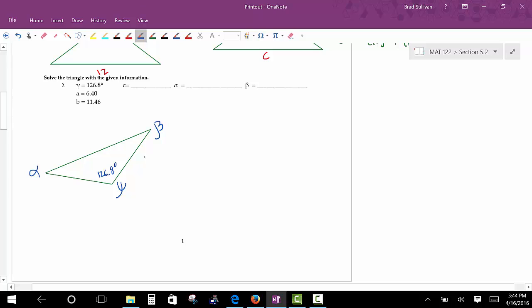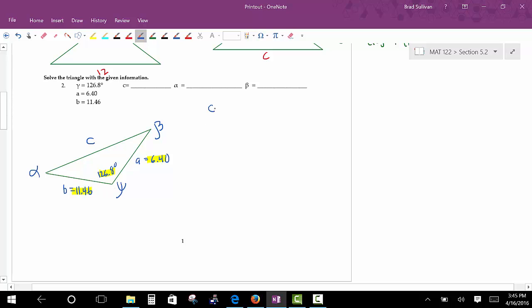Now notice I was given side A is 6.40, and then side B I was given 11.46. So if you look at this, what I've been given is side, angle, side. So the law of cosines would be the ideal way to solve the problem. So I'm going to start with side C. Now you want to be able to build the law of cosines yourself. You need to find C. If you've got the side, angle, side case, then start with that missing side.